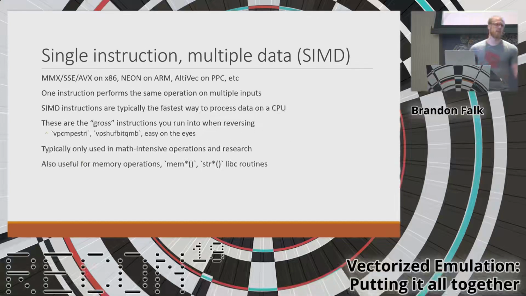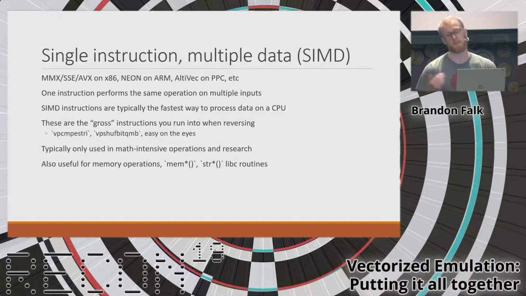It is single instruction, multiple data. So this has existed in CPUs for a pretty long time. I'm sure there's some theoretical CPU that could do this in the 60s. But most of the common architectures we know about now, like x86 and ARM and PPC and Alpha, pretty much every architecture has some vector component to it. And these allow you to use one instruction to perform the same operation or similar operations on multiple inputs, kind of in parallel.